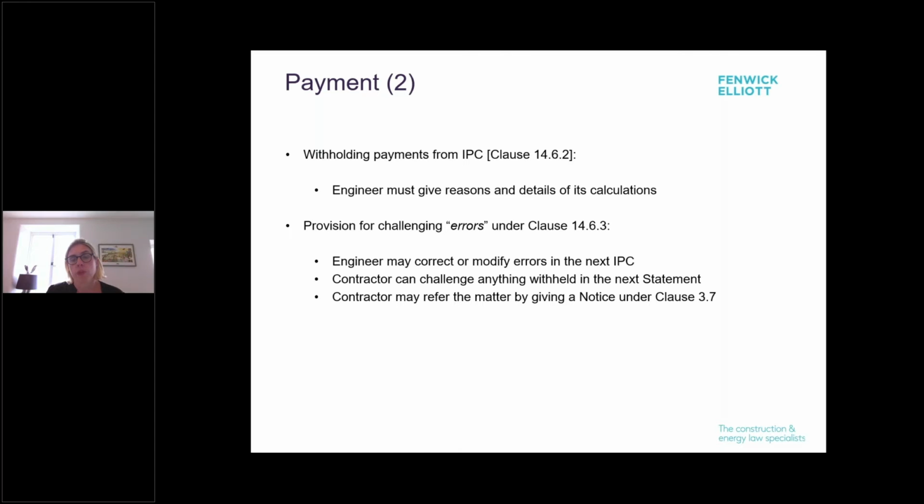If payments are withheld, then the engineer must give reasons and details of its calculations. But helpfully there are provisions for challenging errors. So the engineer himself may correct or modify errors in the next interim payment certificate. The contractor can challenge anything withheld in the next statement. And the contractor may also refer the matter by giving a notice under clause 3.7, which is when you go into the determination provisions. And at that point, the engineer has to act neutrally. So that's something to think about.